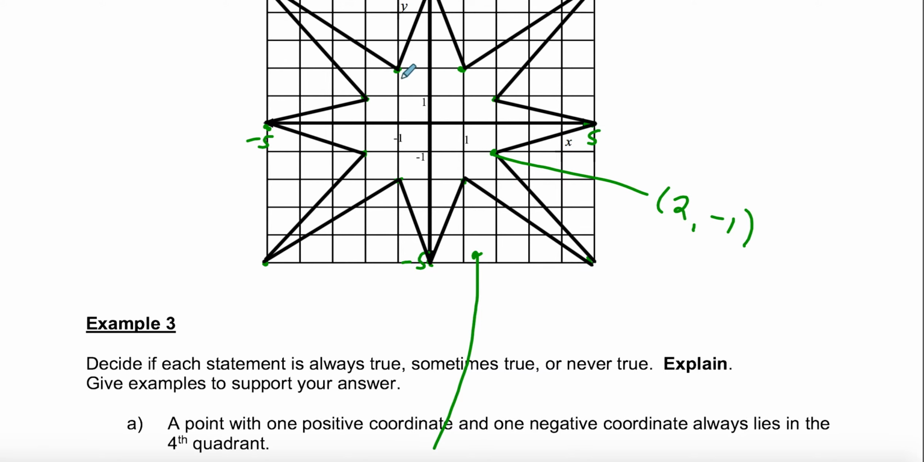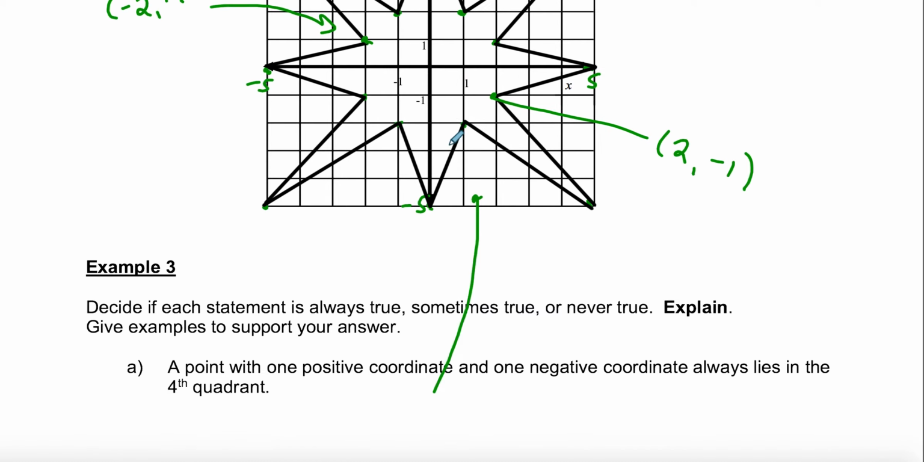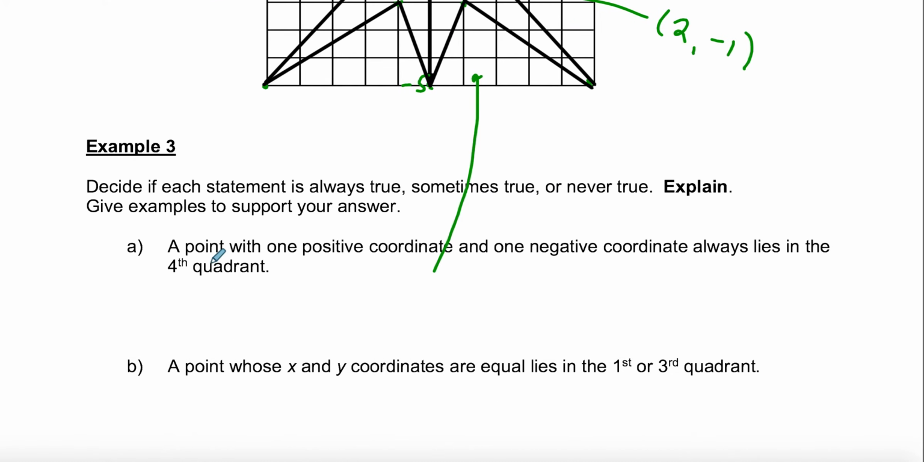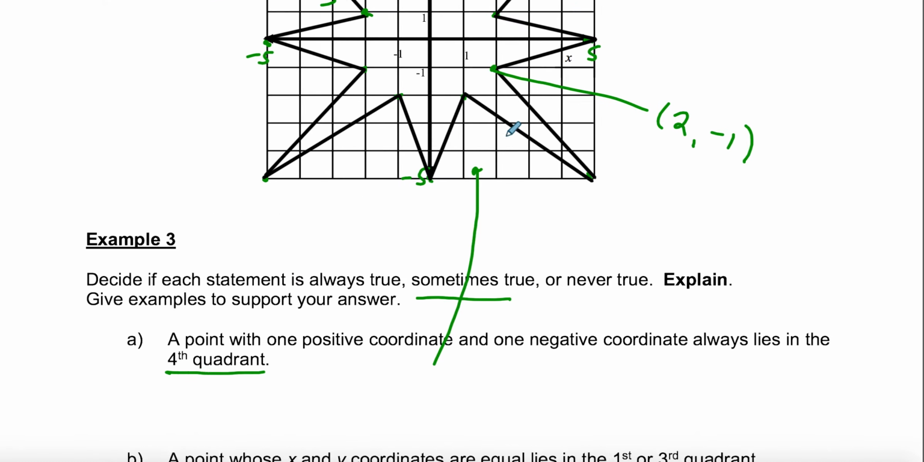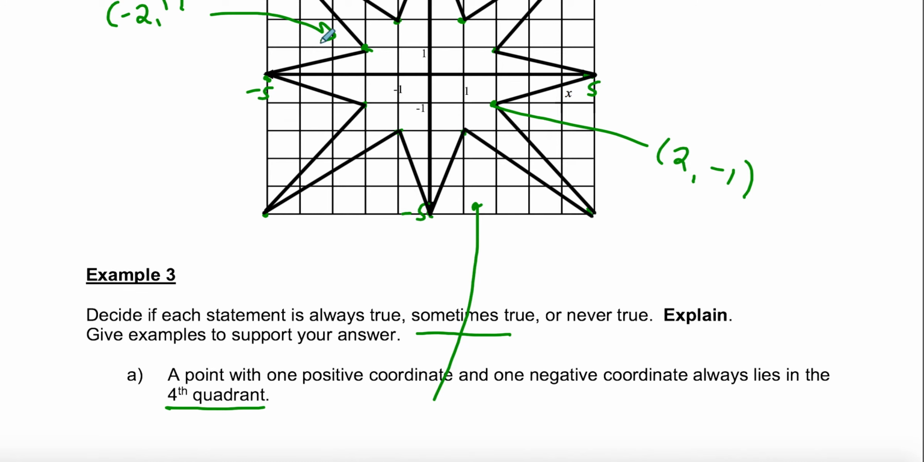Well, that has one positive and one negative. But then I'm thinking, but what about this point over here? This is negative 2, 1. So that point there is negative 2, 1. That also has one positive coordinate and one negative coordinate. So a point with one positive and one negative always is in the 4th quadrant. I think it can also be in the 2nd quadrant over here.